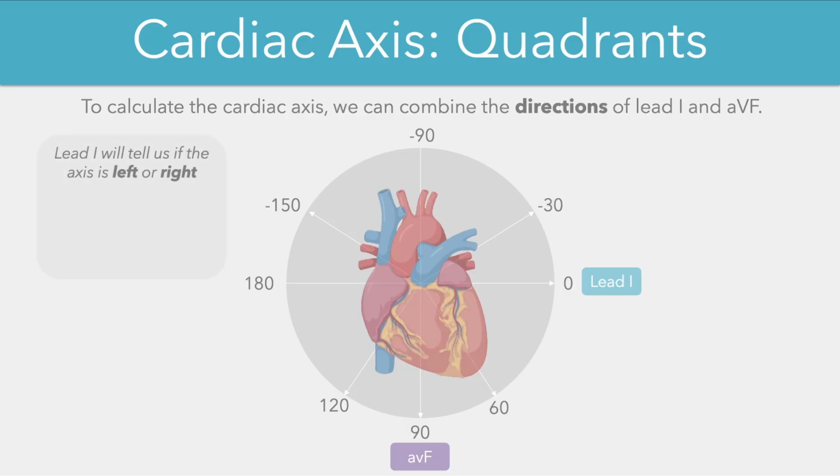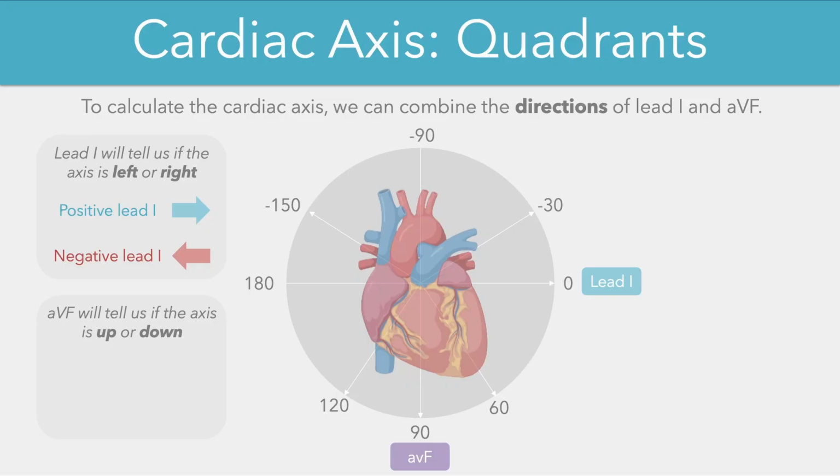When the majority of the cardiac impulse moves towards lead 1, this will be picked up as a positive deflection in that lead, and it will tell us that the axis lies on the left side of the heart. Alternatively, if the majority of the cardiac impulse is moving away from lead 1, this will be picked up as a negative deflection, and it will tell us that the axis lies towards the right side of the heart. Using the same logic, we can take a look at lead aVF, which can tell us if an axis is upwards or downwards in direction.